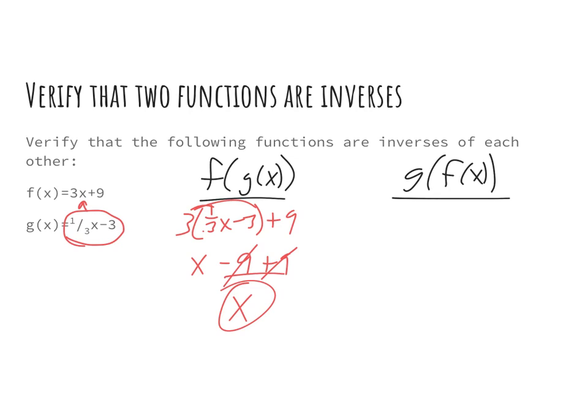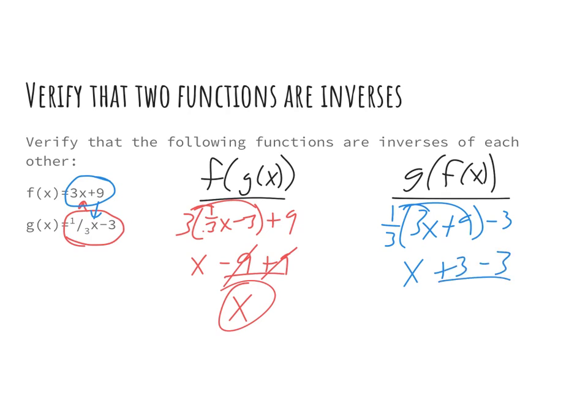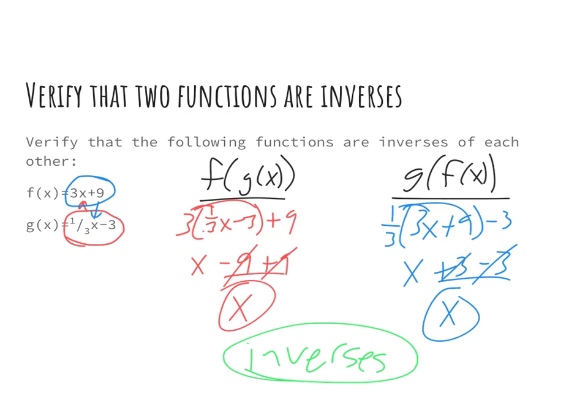So I have to check the other one as well. G of f of x means I take f of x and I plug it into x in g of x. So instead of 1/3 x minus 3, I'm going to have 1/3 times 3x plus 9 minus 3. Distribute the 1/3. 1/3 of 3x is 1x, but we can write it as just x. 1/3 of 9 is positive 3, and I bring down the minus 3. 3 minus 3, they cancel each other out, leaving just x. So for both compositions, I got just x. These are inverses of each other. So I would say yes, they are.